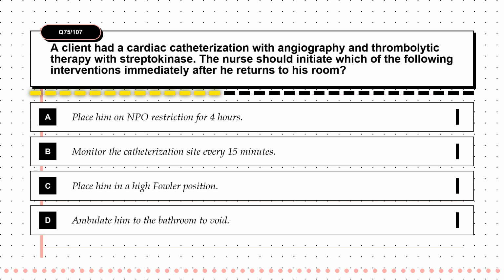Option A. Place him on NPO restriction for 4 hours. Option B. Monitor the catheterization site every 15 minutes. Option C. Place him in a high Fowler position. Option D. Ambulate him to the bathroom to void.